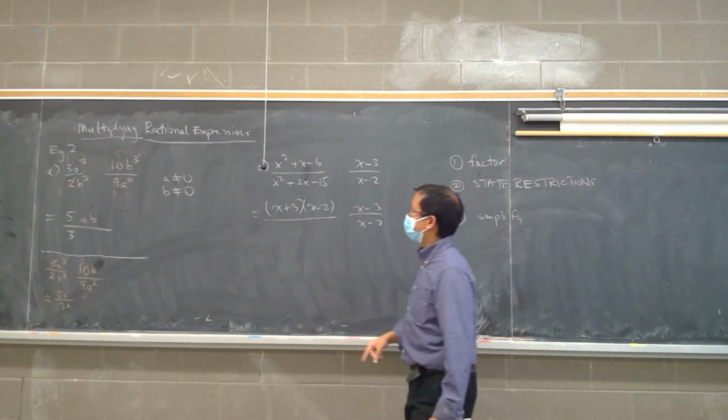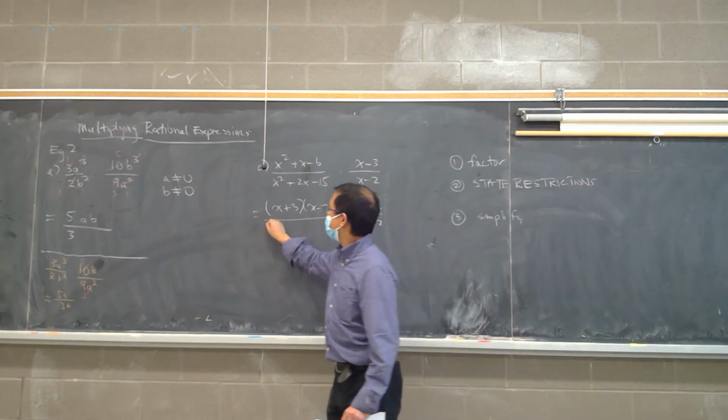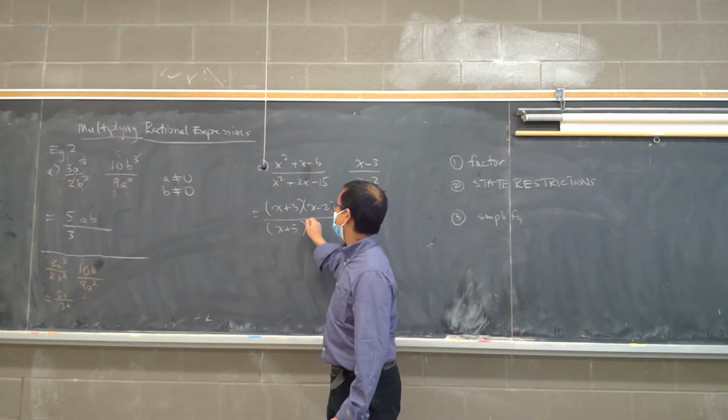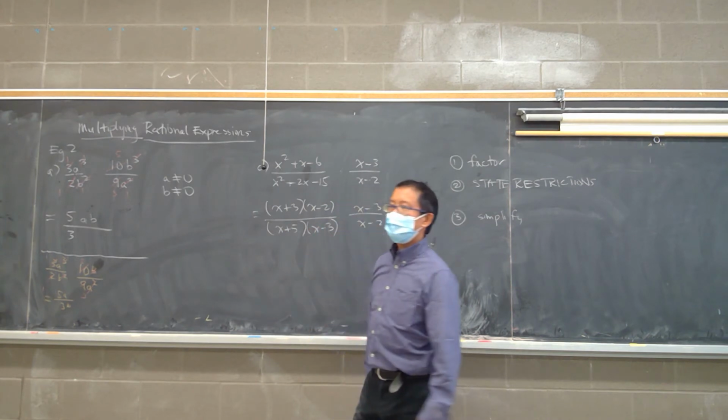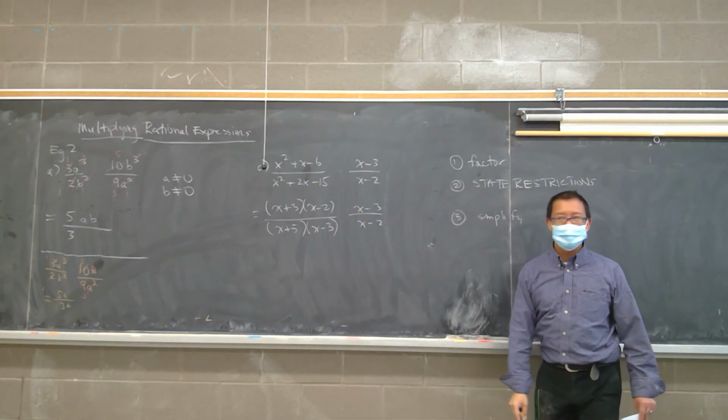X squared plus 2x minus 15, I think that is x plus 5, x minus 3. Is everyone okay with that? Did I make a mistake?